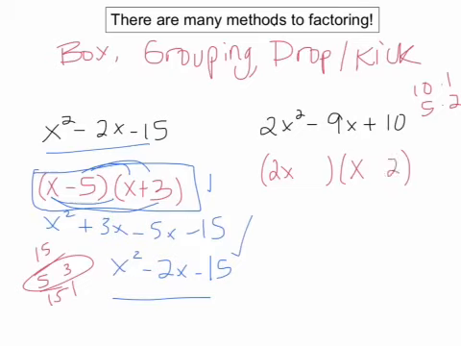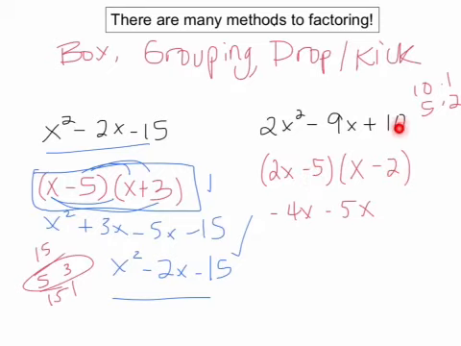I'm going to try out 2 and 5, because 2x times x is 2x squared, and then 2x times 2 will give me 4x, and 5 times x will give me 5x. And I know that 4x and 5x, if I fix the signs right, I can get to negative 9x. And then negative 5 times negative 2 is positive 10.